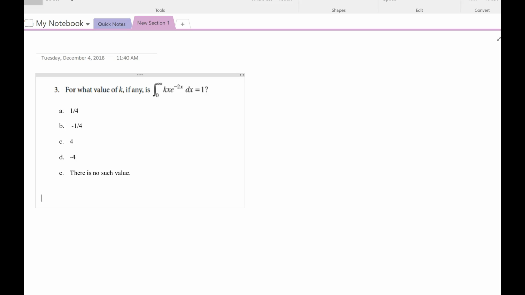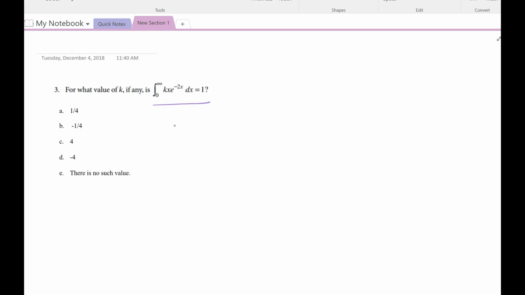All right, hi everyone. This is by request from Walter and Geary, who wanted me to work out this question from the test you just got back. This was number 3 on the multiple choice section, obviously. For what value of k, if any, is this the case?